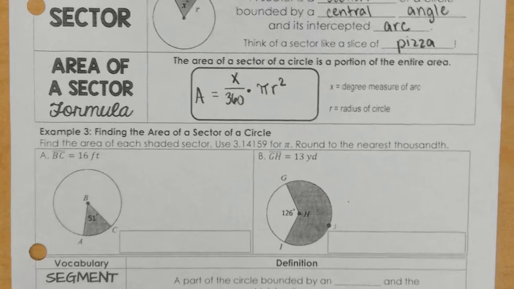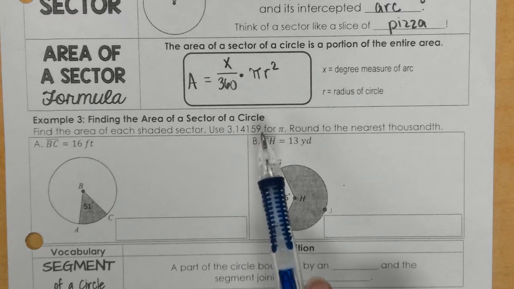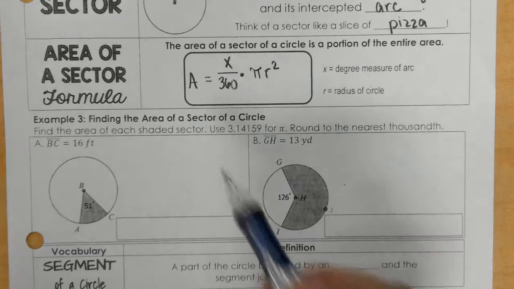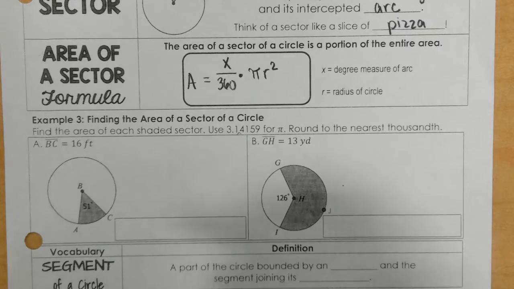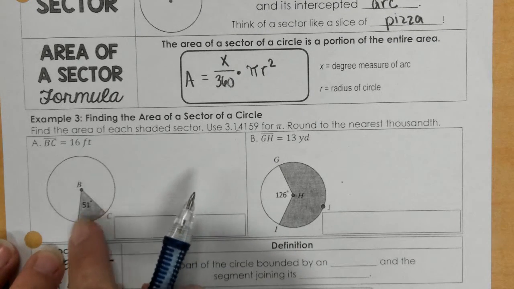So in the first two examples here, it just says find the area of the sector of a circle. It wants us to use 3.14159 for pi and then round to the nearest thousandth. That is always my last step that I would put into the calculator, so I don't write down these numbers ever unless the situation calls for it. So for A, let's just start here, finding this section right here.